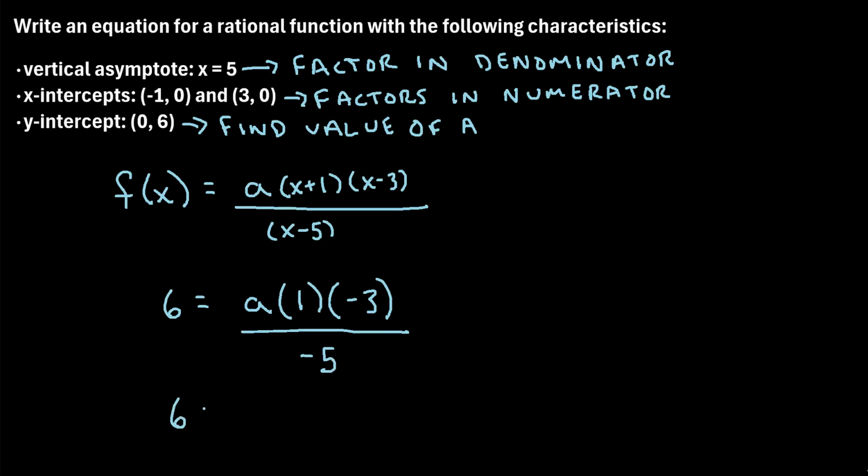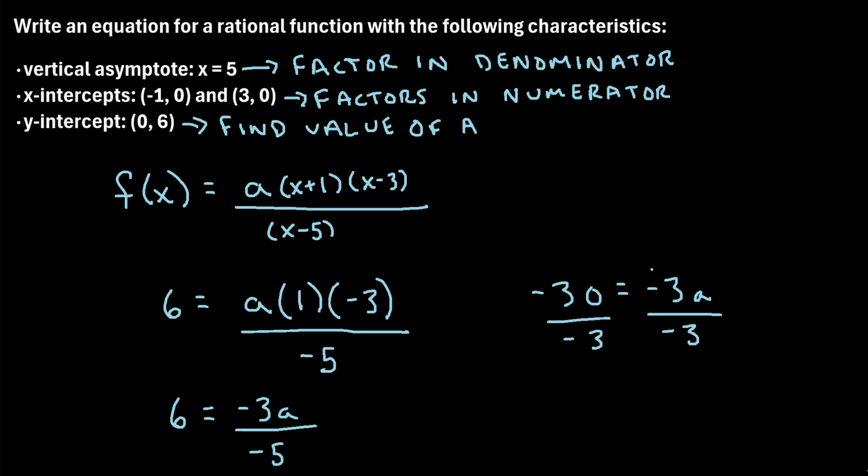So we get 6 is equal to, in the numerator we have -3a, and in the denominator we still have -5. So to solve for a, we can multiply both sides by -5, so we'll get 6 times -5 is -30 is equal to -3a. And then lastly, to solve for a, we can divide both sides by -3. So the -3's cancel out here, and we're left with a is equal to -30 divided by -3, which is 10.